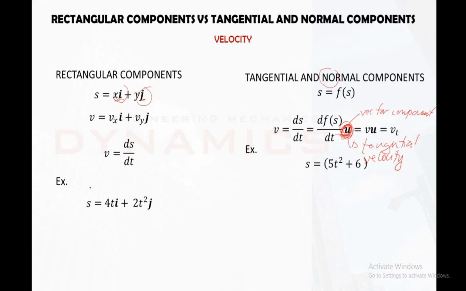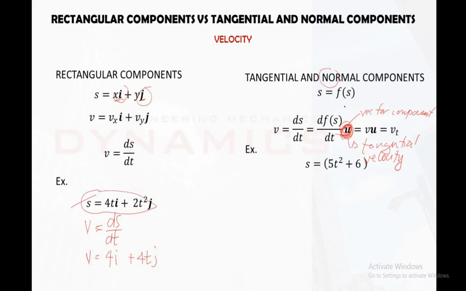Okay? So, for example, dito sa may rectangular component, example natin, ang s is equal to 40i plus 2t squared j. So, kapag isusulat ko yung kanyang velocity, it is merely the derivative of your s with respect to time. So, kung kukunin ko ngayon yung velocity nito under sa rectangular components, that is equal to 4i plus 4tj. Okay? Simply get the derivative of this. I'm not going back to differential equations.